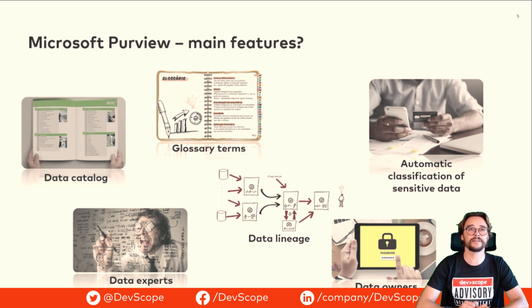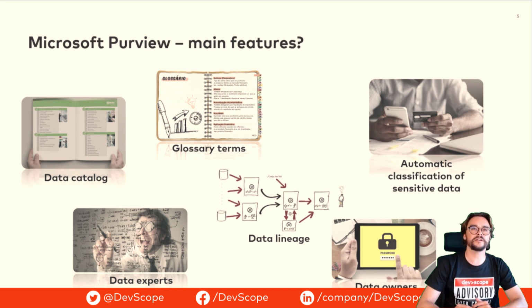You have a data catalog where you can find all the data that you need inside your company. You have a glossary of terms that will help you to get a better understanding of what you mean by different terms. You also have an automatic classification of sensitive data that will help you to find all the information that is confidential or very sensitive to the company.